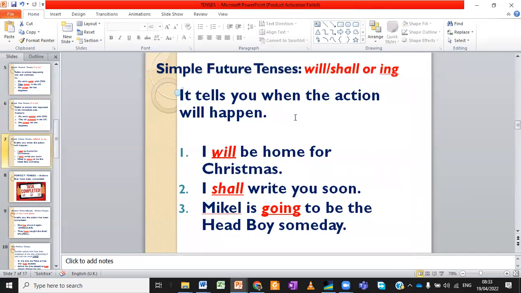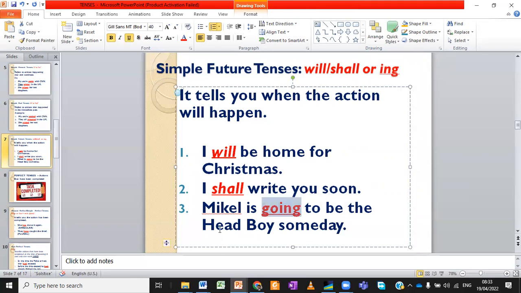Simple future tenses refers to actions that will happen in the future. And how do you know this? You find will or shall, then, or an ing. I will be home for Christmas. It tells you about an action that will happen soon. I shall write you soon. Mikhail is going to be the head boy someday. This is an action that will happen later.